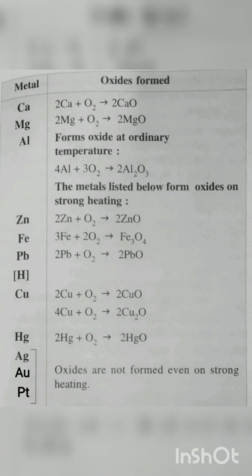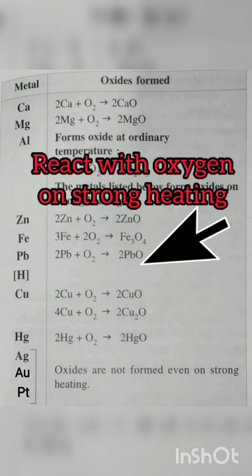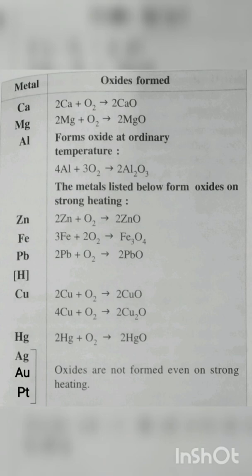Zinc, iron, lead, and copper will react with oxygen only when they are heated, and they have to be heated to a very high temperature. Then silver, gold, and platinum do not form oxides even on strong heating. So, from the metal activity series, we come to know that as we move down the series, the formation of oxides also decreases.